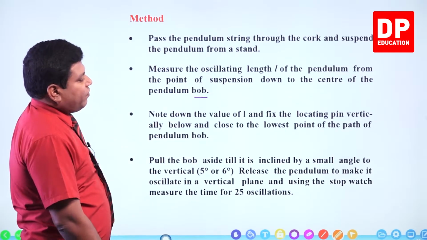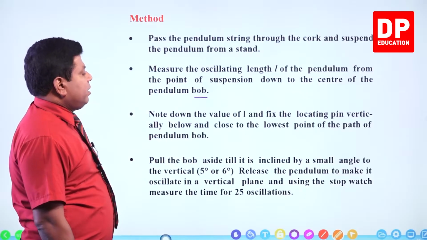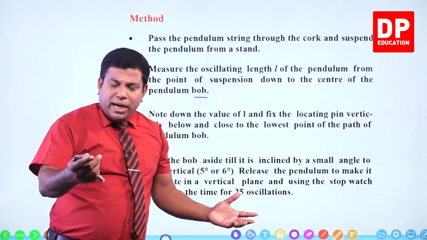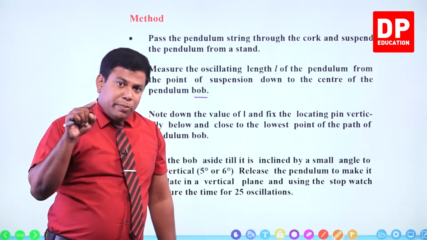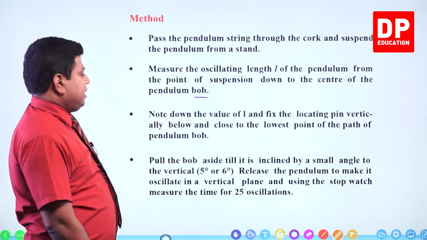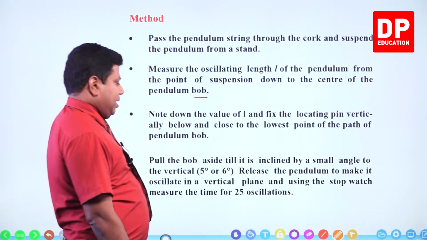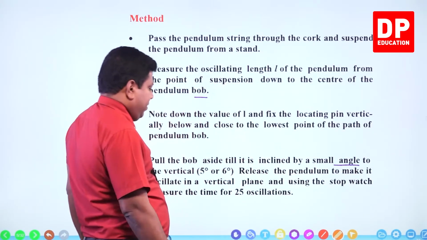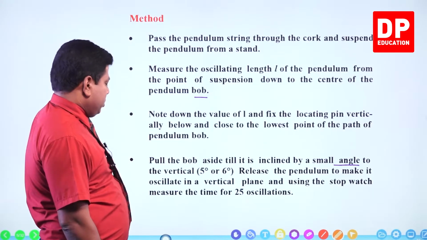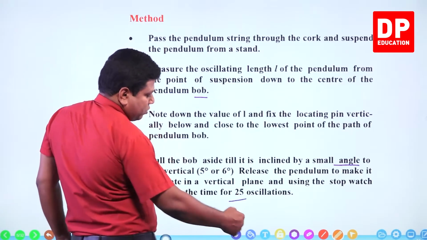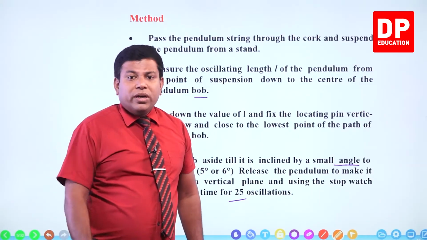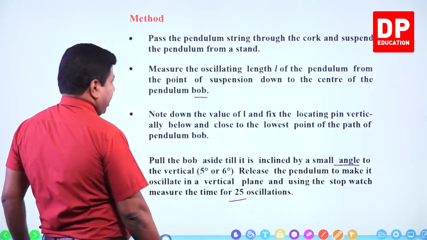Note down the value of L and fix the locating pin vertically below and close to the lowest point of the path of the pendulum bob. Here they say the lowest point of the pendulum bob, but ideally, if you keep it perpendicular to the thread, it will be even more precise. Pull the bob aside till it is inclined by a small angle, oscillation must be for a small angle, 5 degree or 6 degree. Release the pendulum to make it oscillate in a vertical plane, and using the stopwatch, measure the time for 25 oscillations. 25 is not a hard and fast rule, you have to take 20-25 oscillations to bring down the fractional error in measuring time.